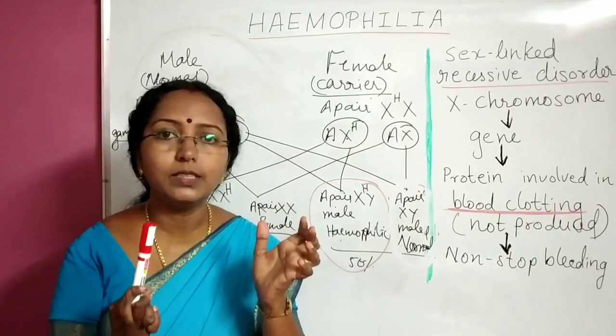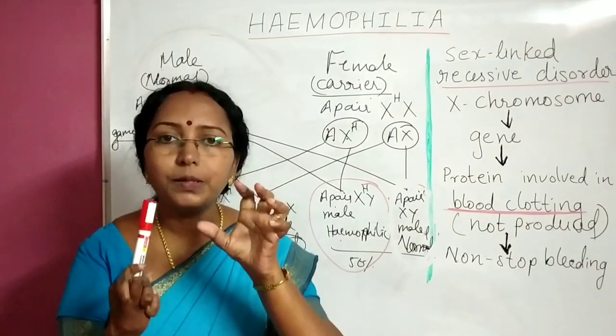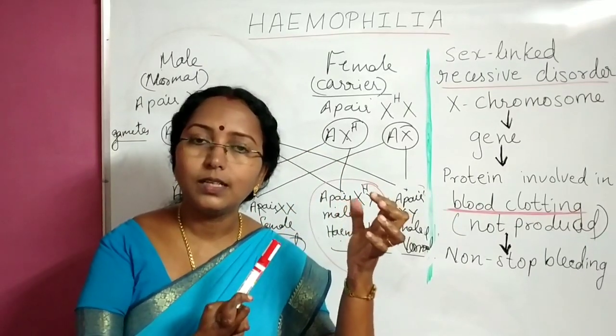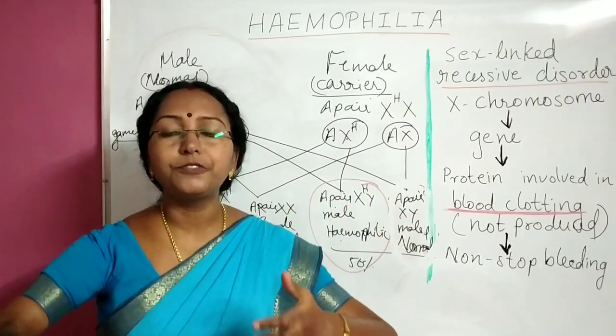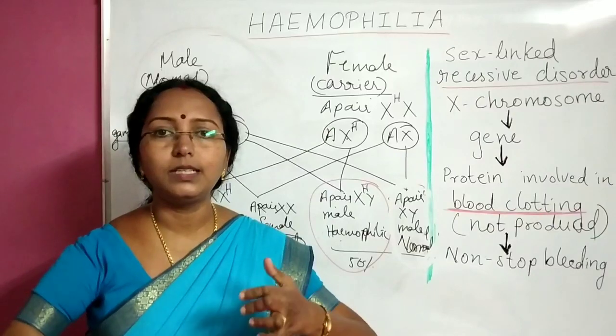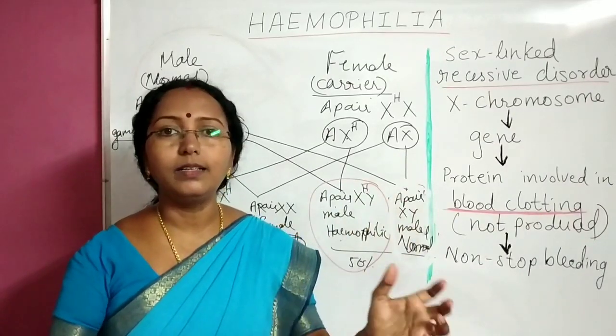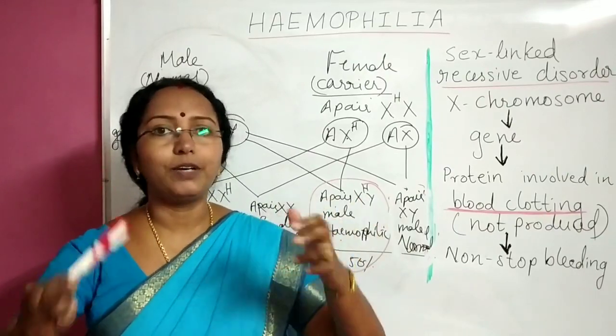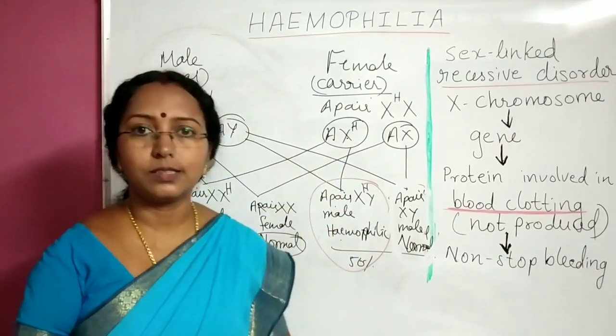So what is the question? The female is affected, male is also affected. What will be the probability of the progeny of getting affected? Whether they will be carriers, affected, normal, what that is. Just try to find out using these crosses.